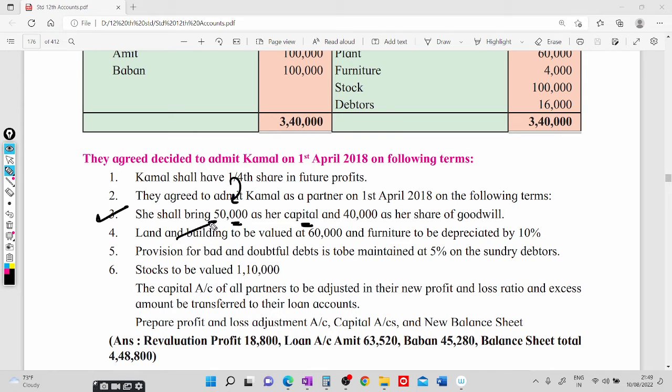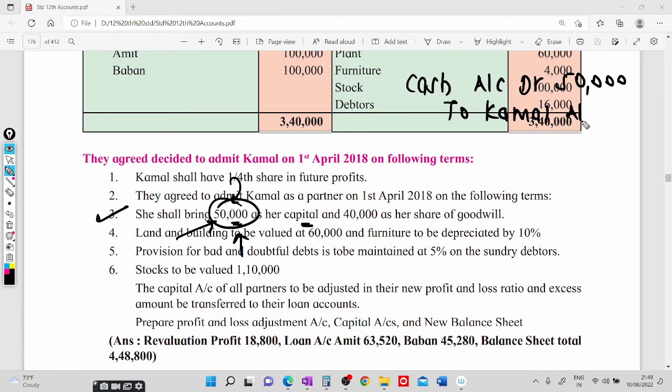Since cash comes in the business, we will be debiting cash account, because remember the rule, debit what comes in. Cash account is a real account. So the journal entry is cash account debit, debit what comes in, 50,000. And since Kamal is the giver of the capital, again the rule of personal account is debit the receiver and credit the giver. Kamal is the giver of capital, so Kamal's capital account will be credited.